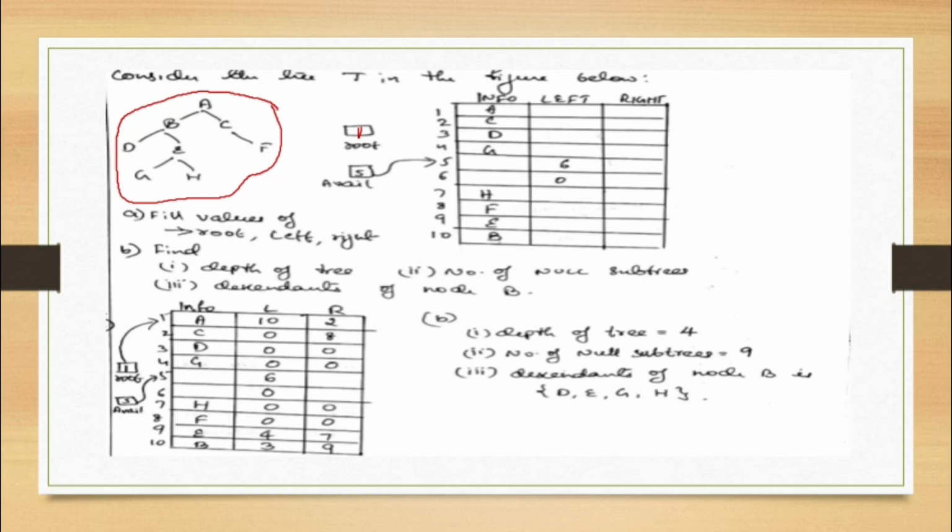So where is B stored now? B is stored in 10, so that is why 10 comes here. And the right child you have C. Correct. So where is C stored? C is stored in 2. Yes, so that is how we fill the elements.